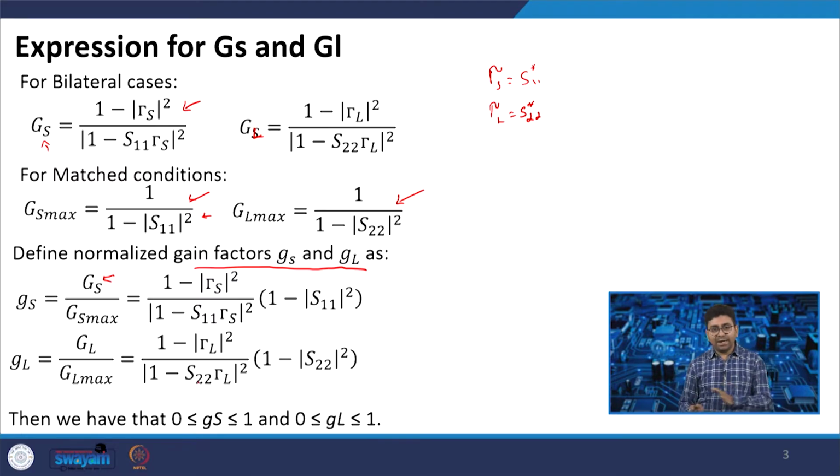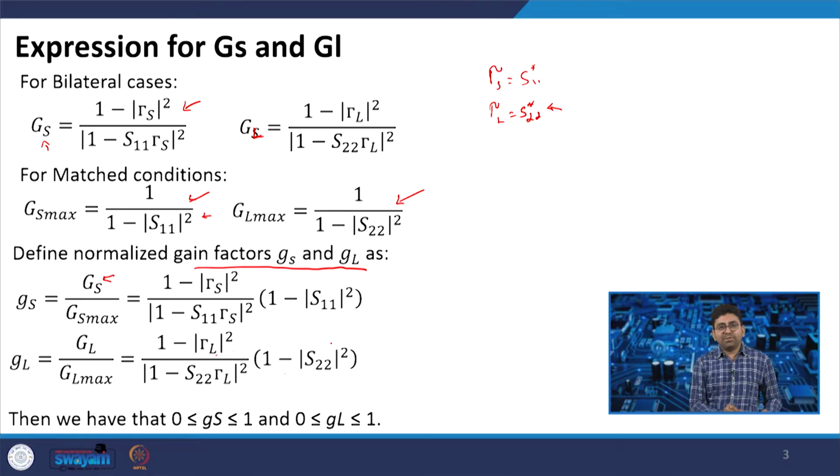Similarly, at the load side you want a gain which is GL by GL max, where GL is your desired gain, and you can find GL max based on gamma L, which is a match with the S22 conjugate. So, GL by GL max, if you write it down, you will get 1 minus gamma L square divided by 1 minus S22 gamma L whole square, into 1 minus S22 square.